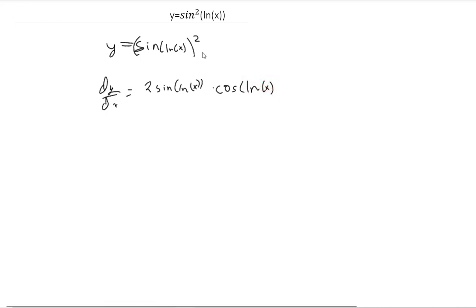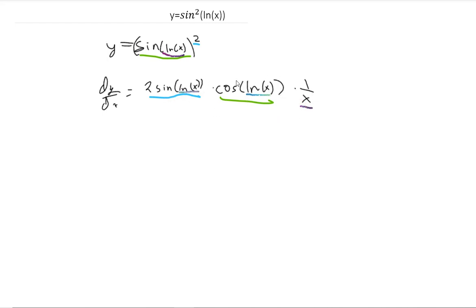I'm going to underline the 2, and that gave birth to this derivative, and then you underline sine, and that gave birth to this derivative. Hopefully that's a helpful way to look at it. Now we're just left with the natural log. The derivative of natural log, the inside here, is just 1 over x.